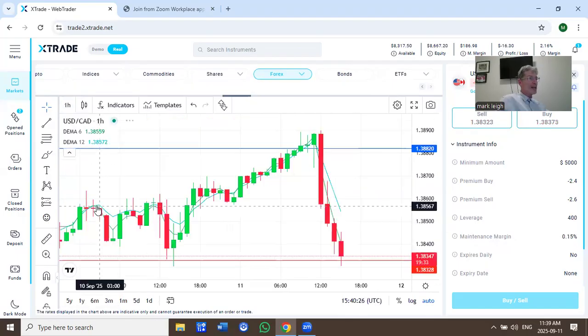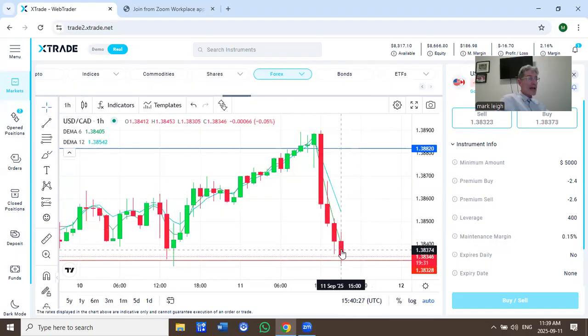I'm going to zoom in on that hourly, and there you can see it has tested that support area. US dollar, not much of a fight back as yet. Sellers of US, buyers of Canadian will look to break below this 138.32 support. Buyers of US dollar, if the US dollar can bounce up off the support area, they'll be looking back up at the 138.82.